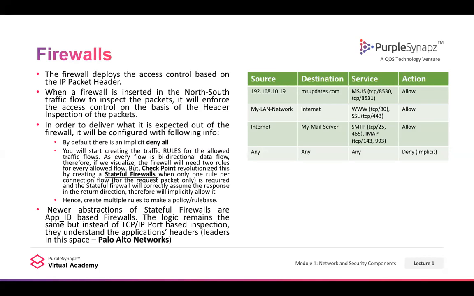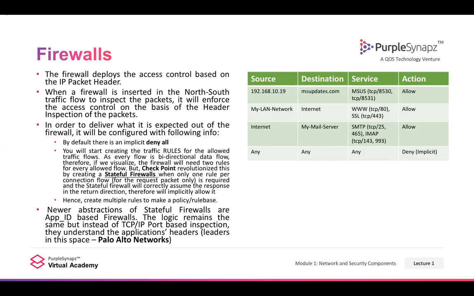So now look at this. For example, you can create a rule with 192.168.10.19 as the source and msupdates.com as the destination, some domain name of the Microsoft Update Server. And then what service should be allowed? Microsoft SUS, Microsoft Update Service, which uses the TCP protocol and port number 8531, sorry. And the action is allow, correct? Because you want to allow them.